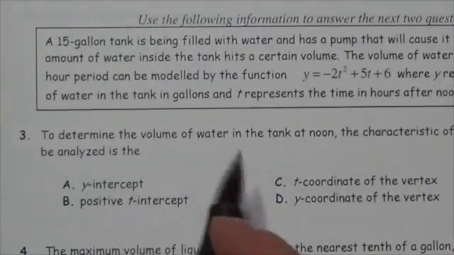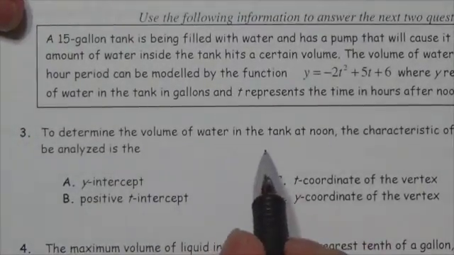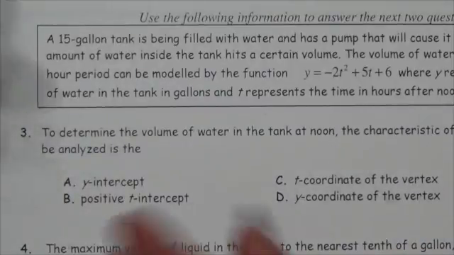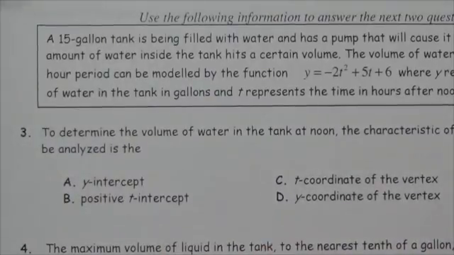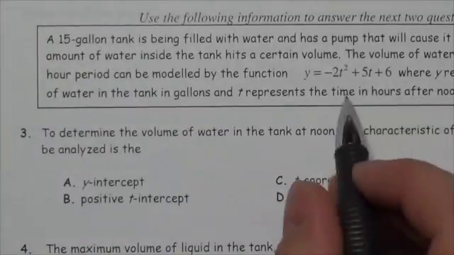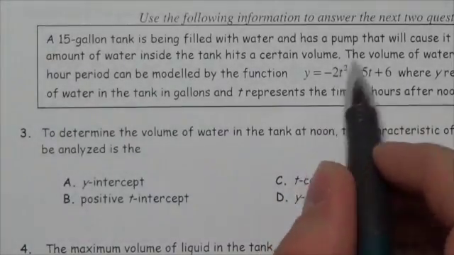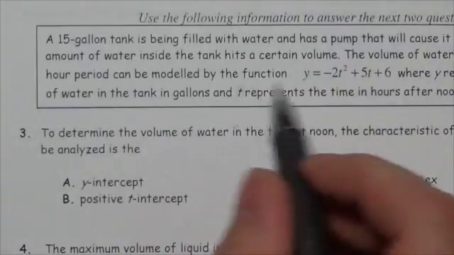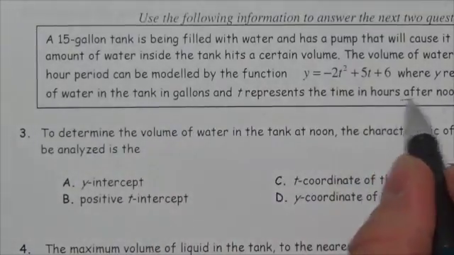Okay, now our first question here says, to determine the volume of water in the tank at noon, the characteristic of the function that should be analyzed is the, okay, what? Well, let's go back and just take a look at the information here. We're given this function here, where y represents the volume of water in the tank in gallons, and t represents the time in hours after noon.